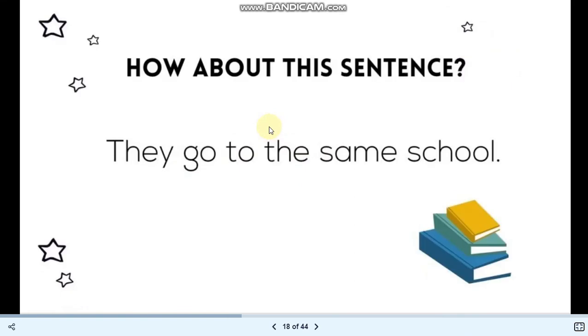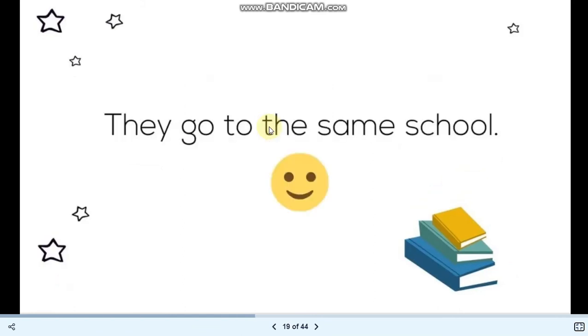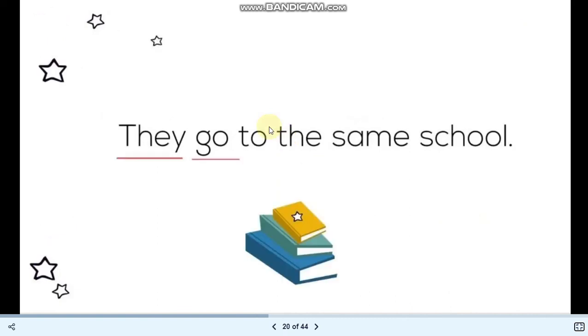Okay, now how about this sentence? They go to the same school. Is this a correct sentence? Let's find out. Very good. They go to the same school. This is a correct sentence. They is a plural pronoun, more than one person. Go should be the verb. So the verb go agrees with the subject, they.